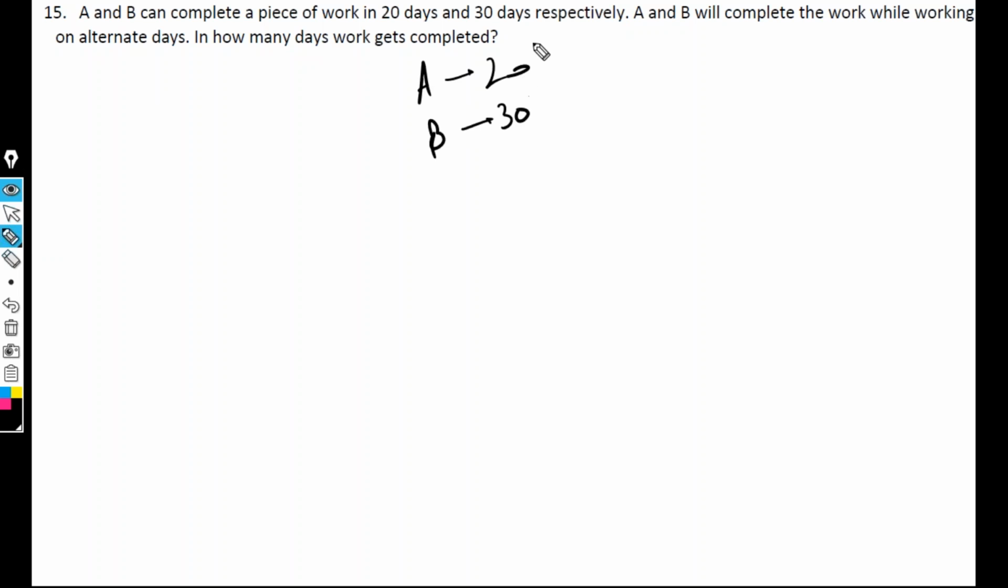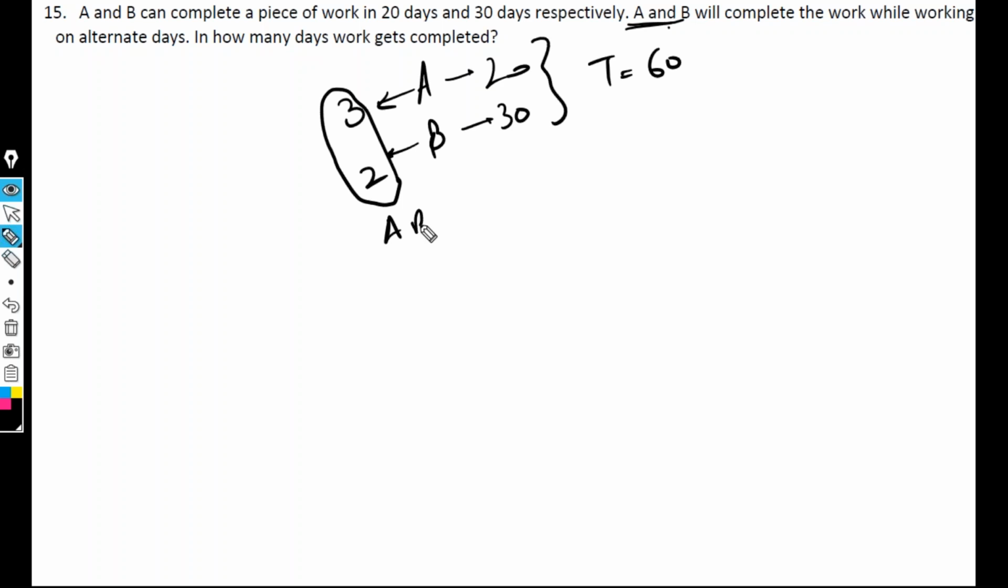So, the LCM of 20 and 30 is going to be 60, which means A will complete 3 units in 1 day, B will complete 2 units in 1 day. In this case, it is not given to me who is going to start first. No, no, Koteshwar Rao, it's wrong. So the pattern can be AB, AB, or it can be BA, BA.